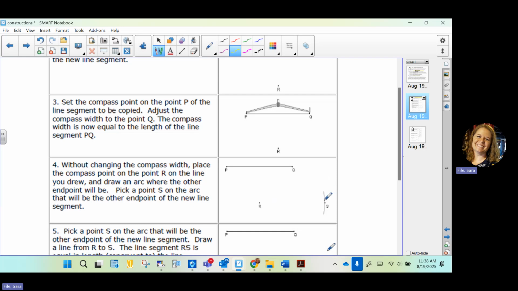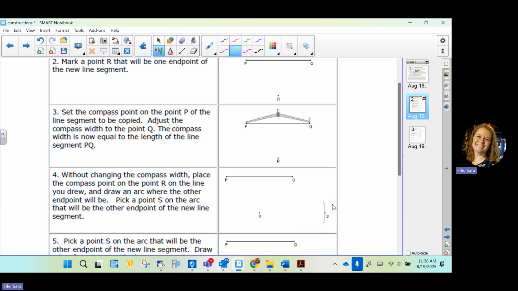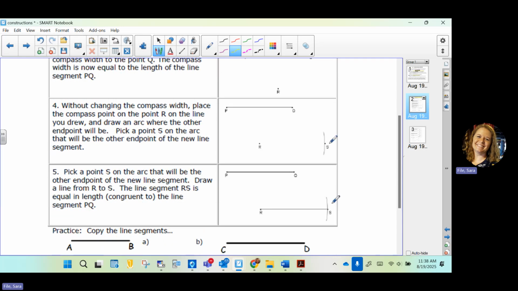And then you're going to label a new point somewhere on that arc. So this one is labeled S, okay? Now you use a straight edge. I gave you the protractor not to measure with, but just to use as a straight edge. You put it and you draw a line connecting your 2 points using your straight edge. And now that segment that you just constructed is the exact same measure as the given one. So now these are congruent.